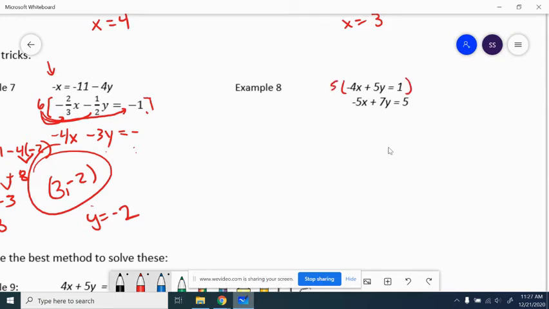negative 20x. So I'm going to distribute a 5. So 5 times negative 4 is negative 20x. 5 times 5y is 25y. And 5 times 1 is 5. Oops. Should be an equal sign.